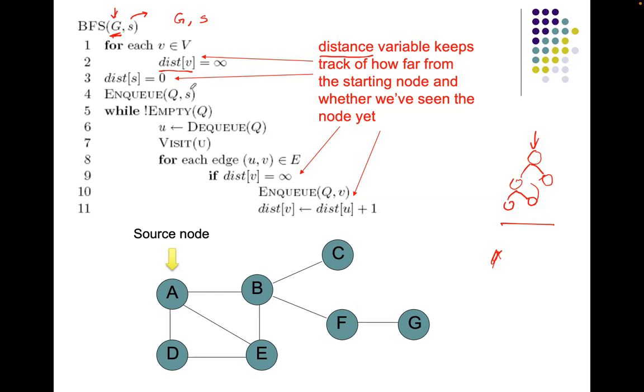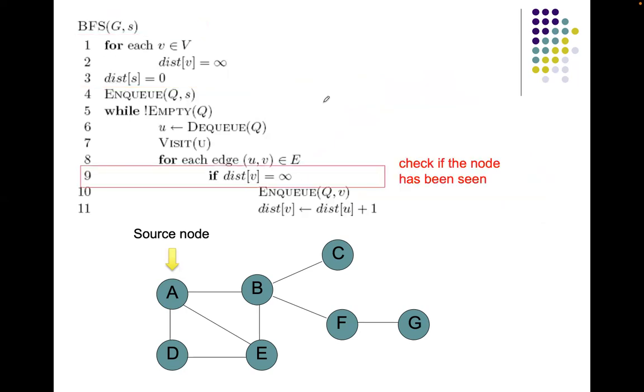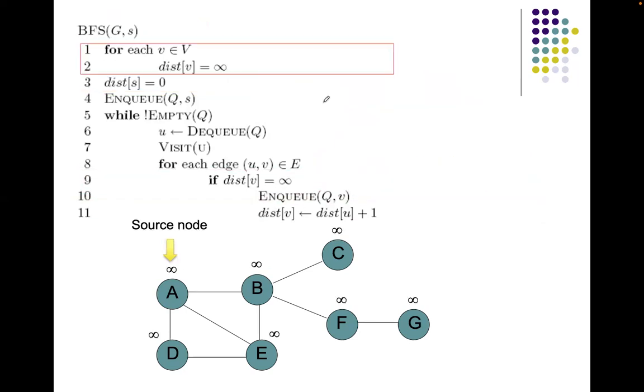Let's look at the algorithm line by line, and see how we are going to make the traversal in a graph. Initially, for each node in the vertex list, we're going to make the dist variable for each vertex infinite. So initially it will be infinite. When the dist of a node is infinite, that means two things.